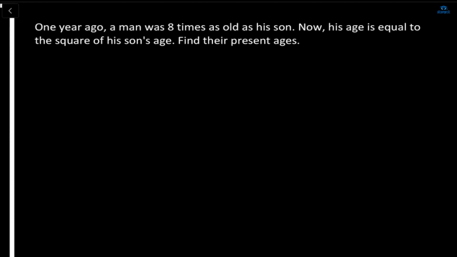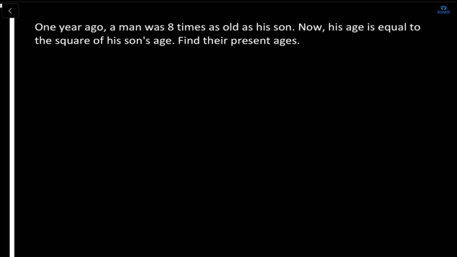So a man was 8 times as old as his son 1 year ago. It is talking about 1 year ago, the man's age was 8 times his son's age, whatever the son's age was at that time. Now his age is equal to the square of his son's age. In the present time, the man's age is the square of his son's age. Find the present ages. Now you need to find out the present age.